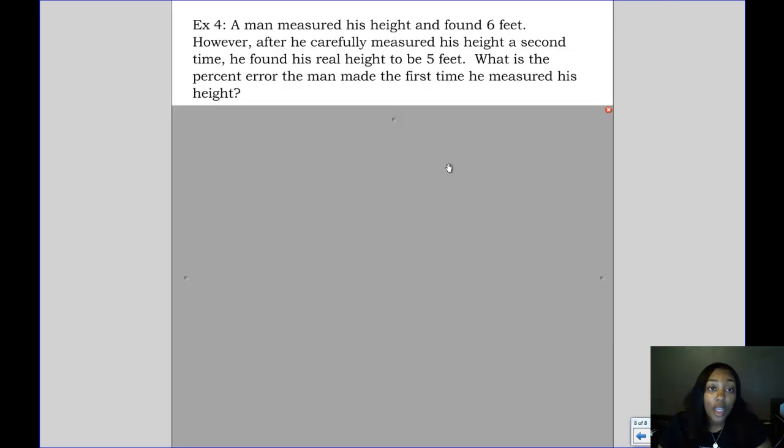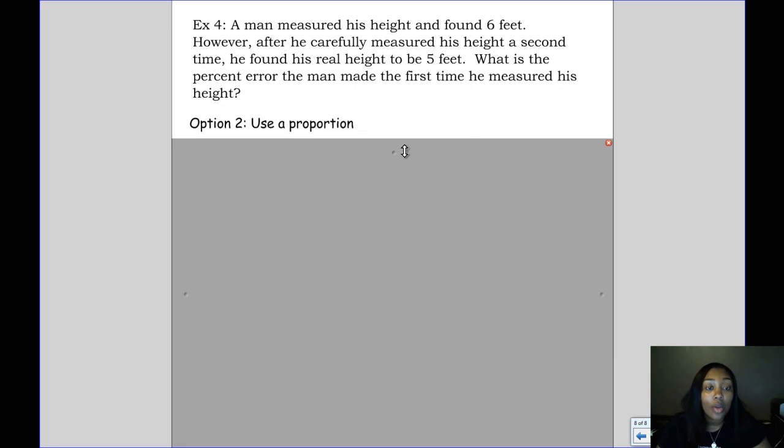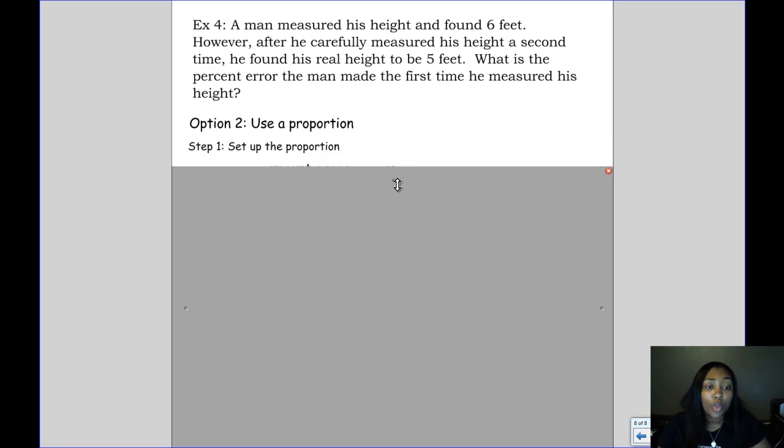So in this example, we're actually going to use option 2. A man measured his height and found 6 feet. However, after he carefully measured his height a second time, he found his real height to be 5 feet. What is the percent error the man made the first time he measured his height? So we're going to do option 2, which means we're going to use a proportion. So we're going to have to set up the proportion. That's our very first step.